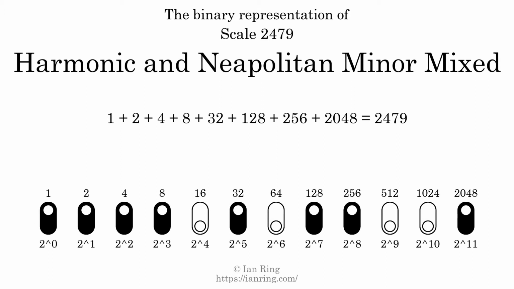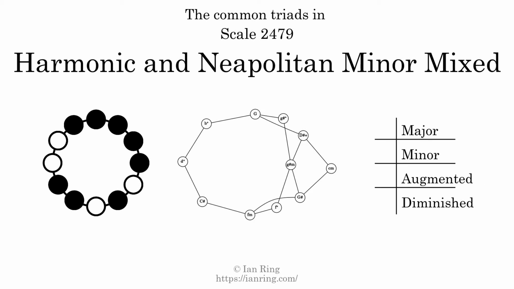2479. The scale number not only enumerates the scale with a unique index, but it also literally describes the tonal content of the scale. Represented as a binary number in base 2, the scale number is 1001101011111. Here are the common triads present in this scale.